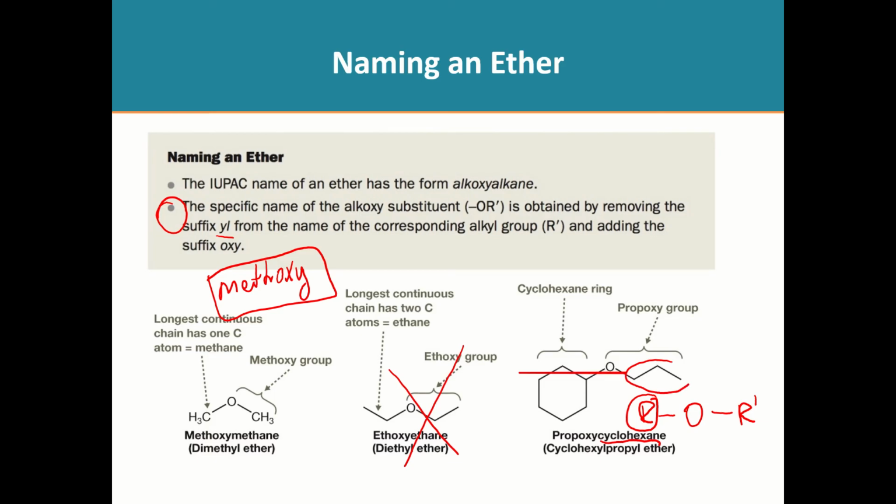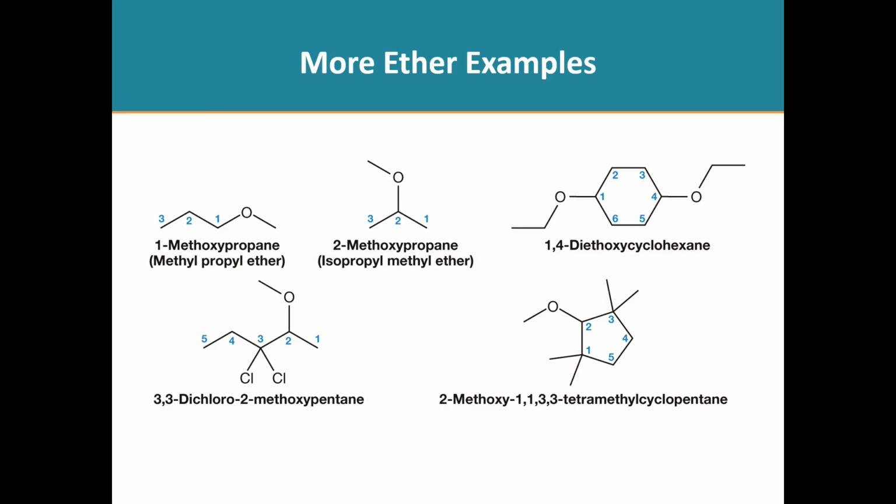Now what would we call this if it was just a substituent? We would have called it a propyl, but we have to replace the -yl with an -oxy. So that's where you see the propoxy right there. Propoxycyclohexane. It's really, really straightforward. And here are some other examples of other ethers that you can see.